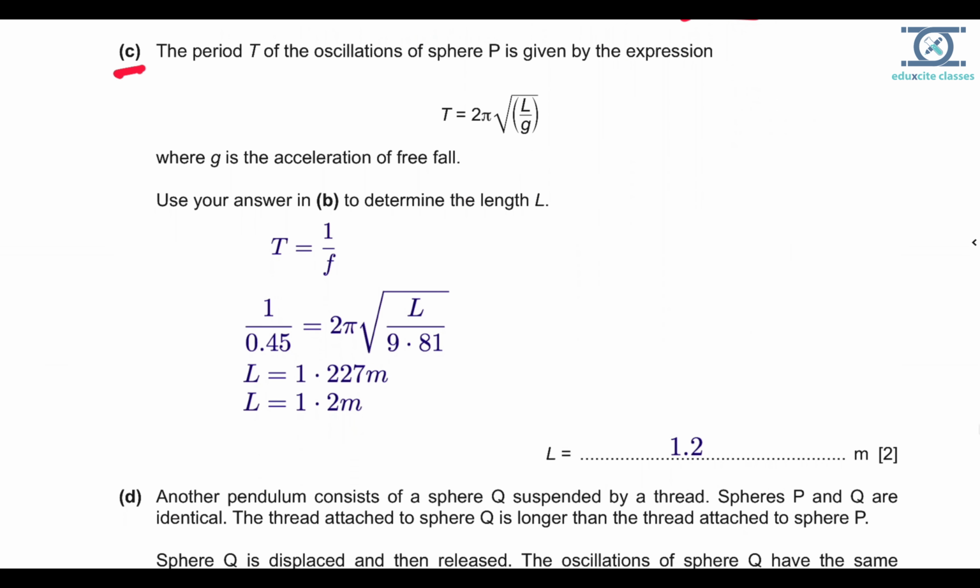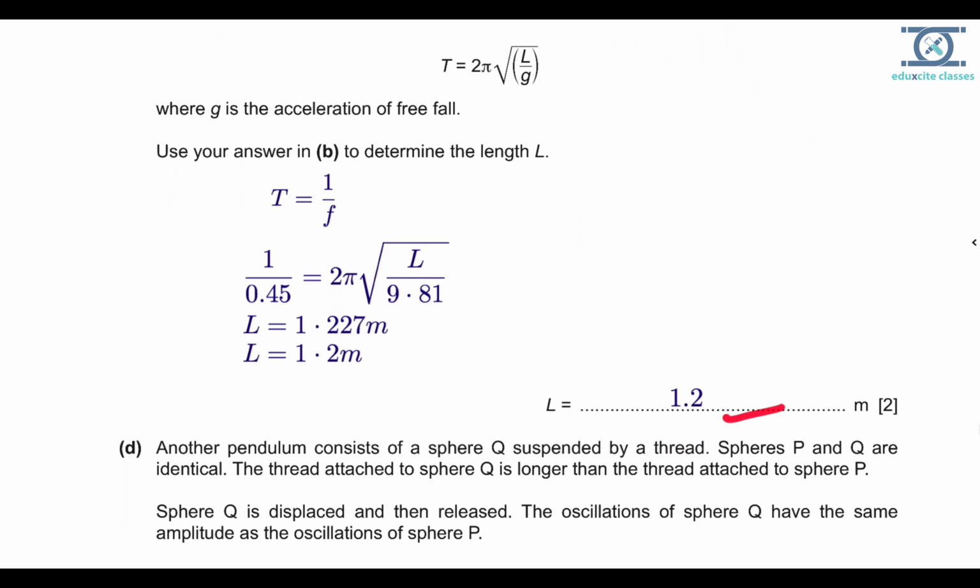Okay, now the C part. The time period of the oscillation is given by the relation 2 pi root L by g, where g is the acceleration of free fall. Use your answer in B to determine the length L of the simple pendulum. We know the time period and frequency are inversely related. So using this and putting in the values, g as 9.81, we get the length as 1.2 meter.